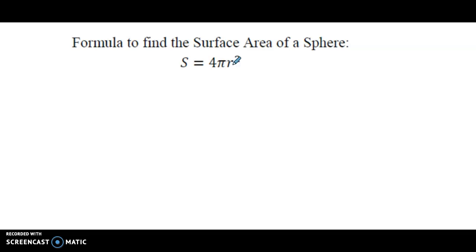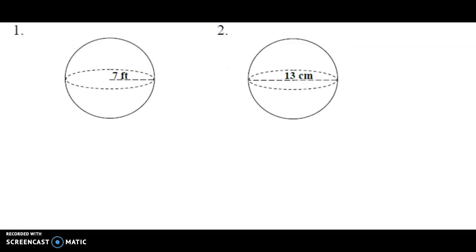So let's take a look at number 1. First thing I want you to notice is this dotted oval in the middle of the sphere. That's what indicates it's 3-dimensional. That's the difference between a circle and a sphere in terms of its markings. And we see here the dimension from the middle of the sphere out is 7 feet. That is the radius.